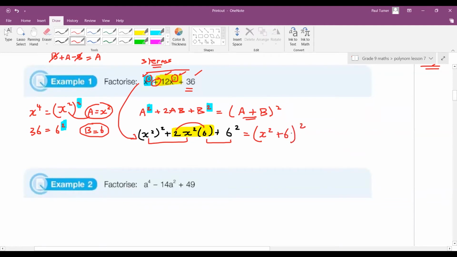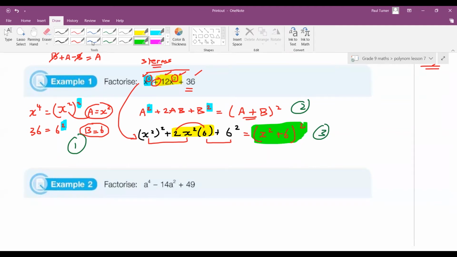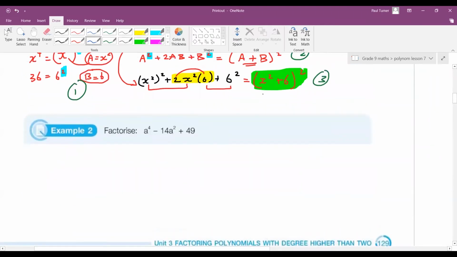So when you're doing your working, you should show some of your steps. So show how you got a and b here. Write out your rule. That can be step 2. And then step 3 is this last line here. And your final answer is this here. That's in factored form now. And if you want to check that, we can expand it. So if you have time and you want to be sure that your answer is correct, you expand it back.